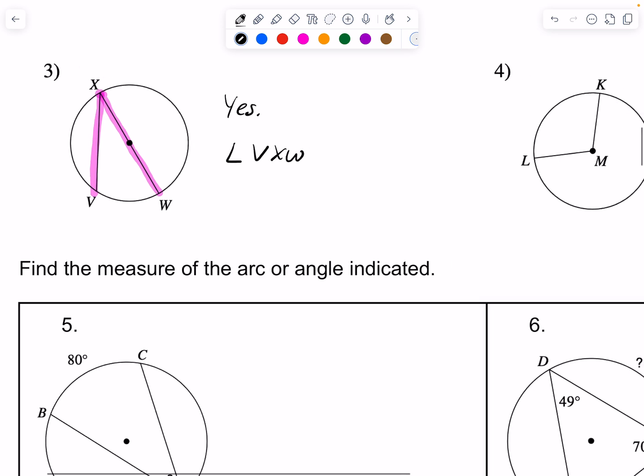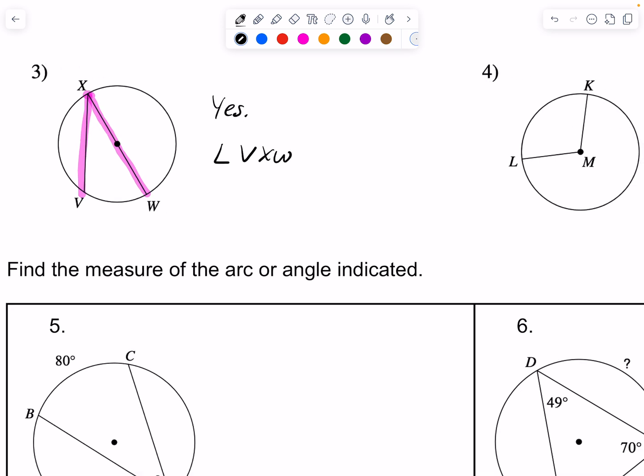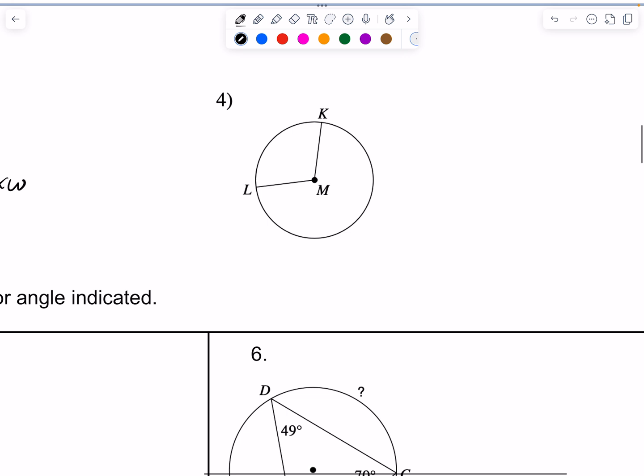Also acceptable, angle WXV. And last but not least, number 4, you'll notice that the vertex of this angle is the center of the circle. Center M is the center, or circle M, you can see M is the center. So no, this is not an inscribed angle.